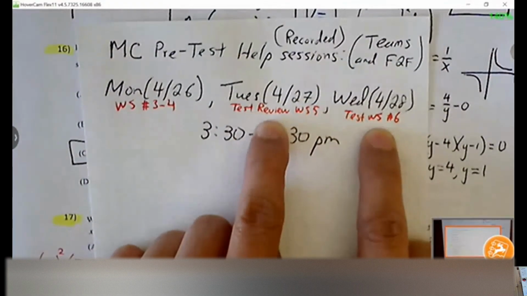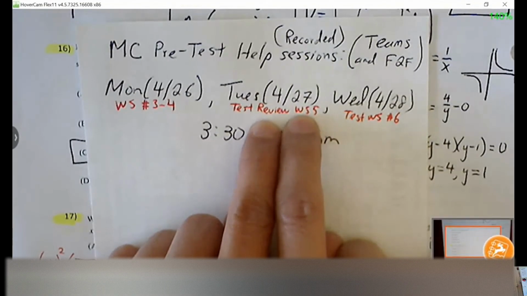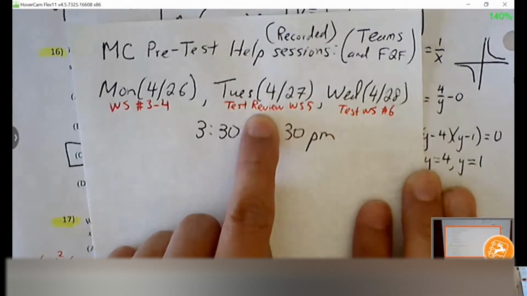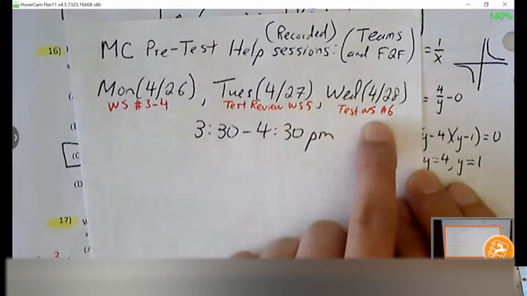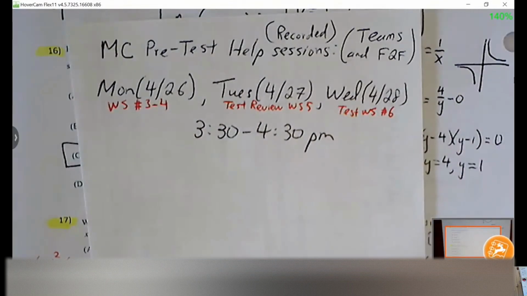And then tomorrow afternoon, I'll go over test review worksheet number 5. I'll do some of it in class, but we probably need to have more time, so I'll have that as a review during review session. And then Wednesday, I'll go over worksheet 6, which is over topics for Thursday's portion.